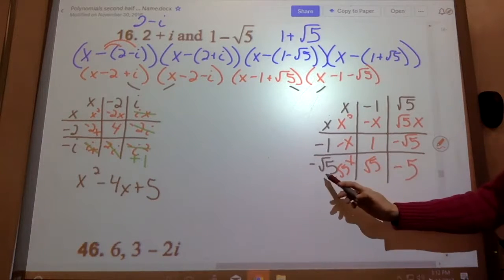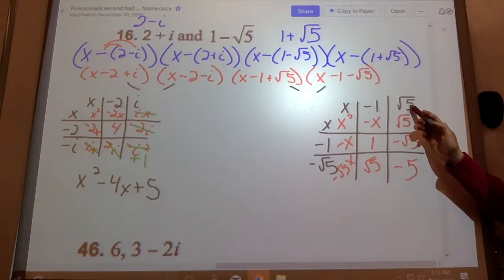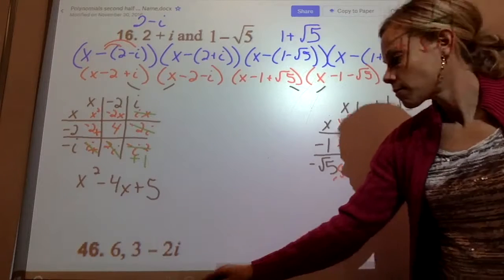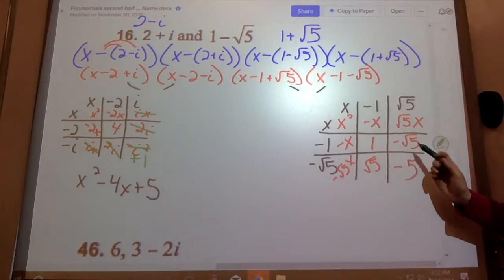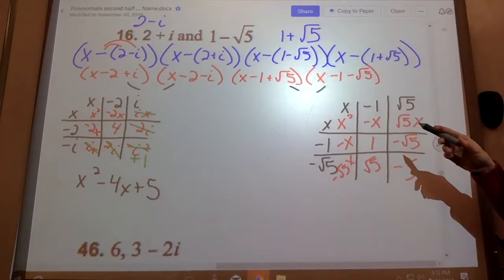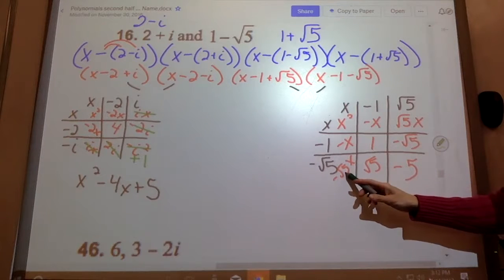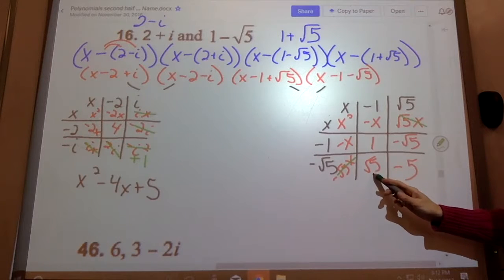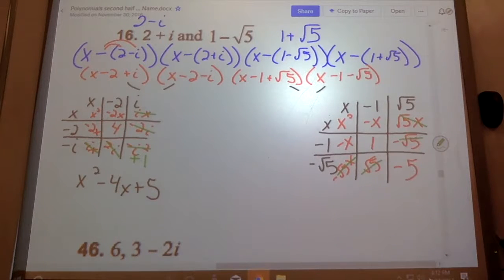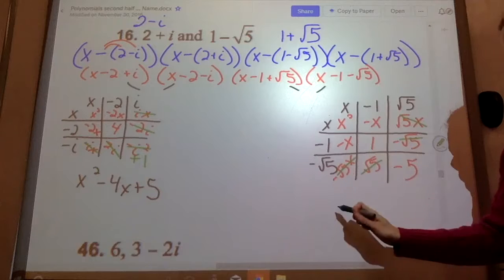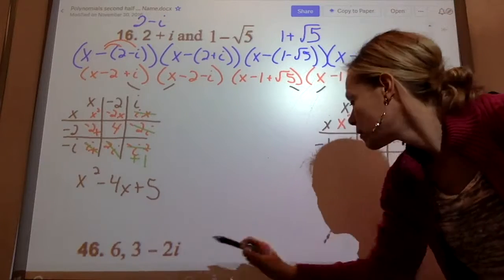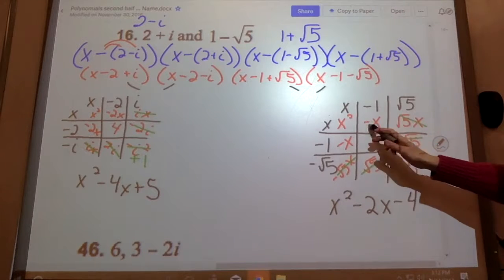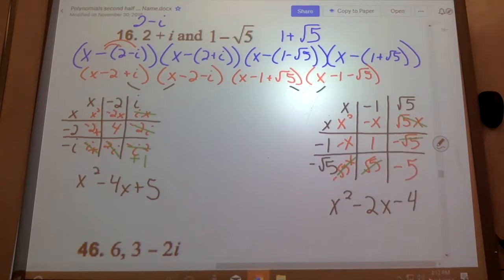How do I get negative 5? Because square root of 5 times square root of 5 is the square root of 25, which is 5. And again, see how your square roots are all going to cancel out? Negative square root 5x, positive square root 5x. Those are gone. Positive root 5, negative root 5. Those are gone. So what do I have? I have x squared minus 2x minus 4. Combine x's, combine constants.